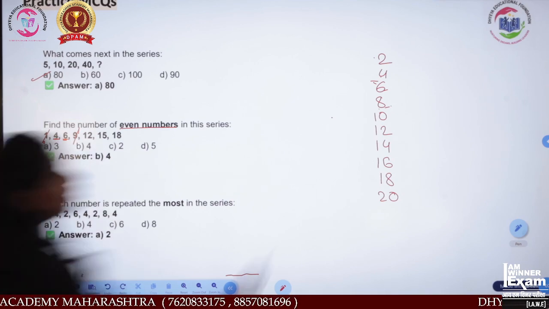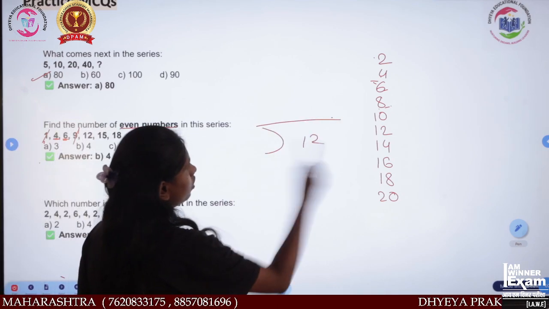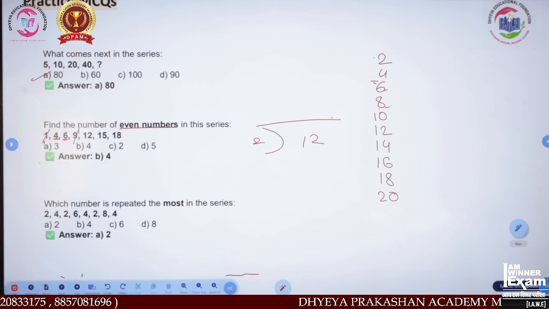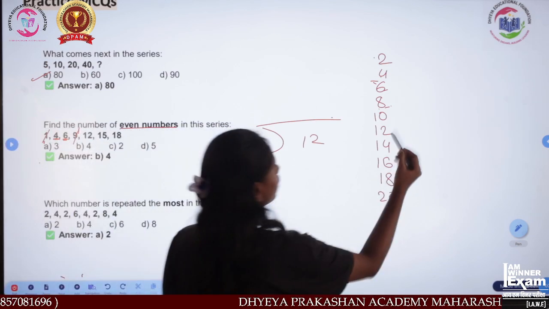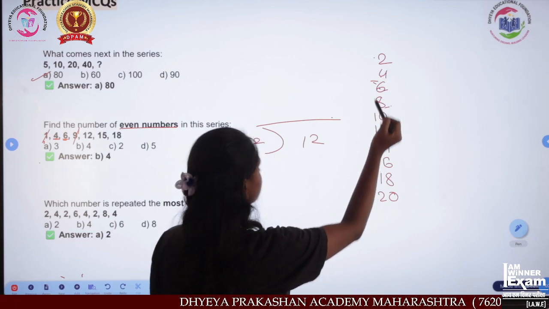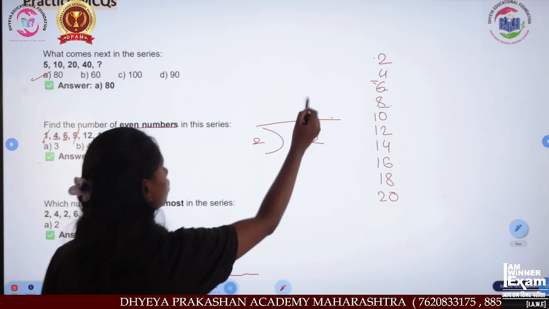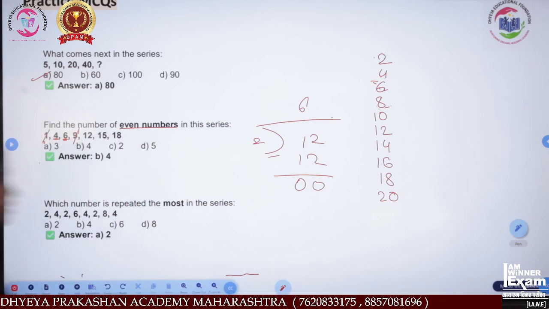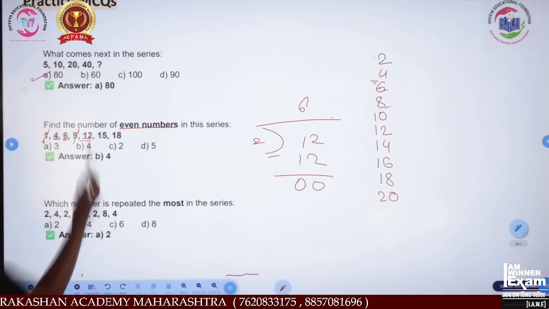Then 12. Let's check the 12. 12 and this 2. Now there is a 12 in the 2's table, right? So 2 and 2, 2 twos are 4, 2 threes are 6, 2 fours are 8, 2 fives are 10, 2 sixes are 12. Then 12 is divisible, right? So 12 is also an even number.